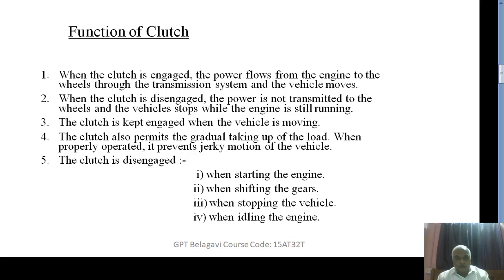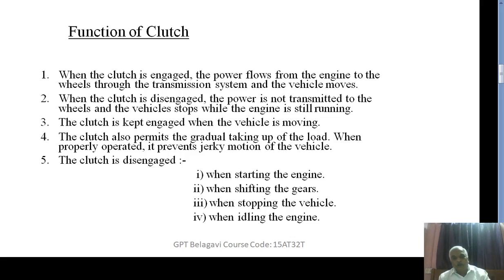Whatever clutch we are using in the motor vehicle, it is always of gradual engagement and disengagement type. In the automobile transmission system, we are not using the positive engagement clutch. We are always using the gradual engagement and gradual disengagement clutch. The reason is to avoid sudden jerks. If there is a positive engagement and disengagement, then there is a jerky motion of the vehicle. Therefore, to avoid this, we always use this gradual engagement clutch between the engine and gearbox.